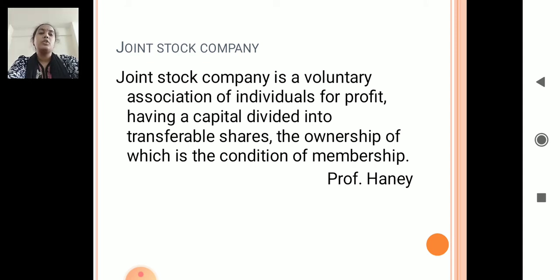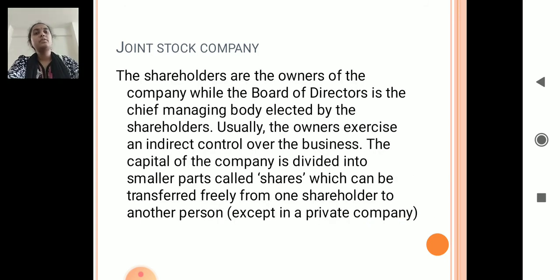So to become a member, you have to contribute and be a shareholder. The shareholders are the owners of the company, while the board of directors is the chief managing body elected by the shareholders. The major difference here is that the shareholders are the real owners of the company, but they are not the people who conduct the day-to-day operations of the company. It is a different management. Shareholders are in direct contact with the board of directors. Board of directors may be the promoters who have started and formed the company.